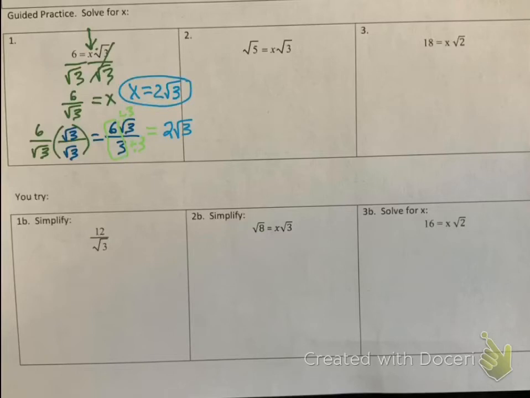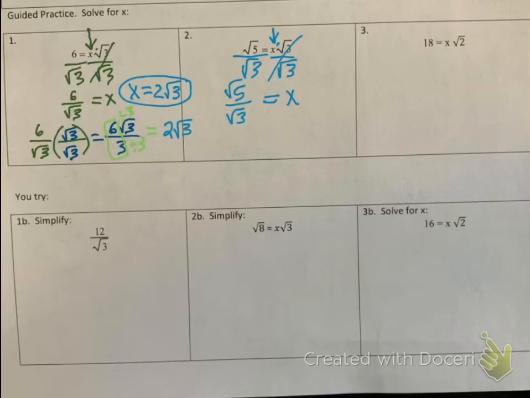For number 2, our same goal is to isolate the x. So right now it's being multiplied by the square root of 3. So the opposite would be dividing by the square root of 3. So again, whatever you do to one side, you do to the opposite. So I have x is equal to the square root of 5 over the square root of 3.